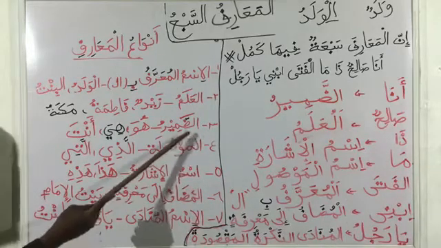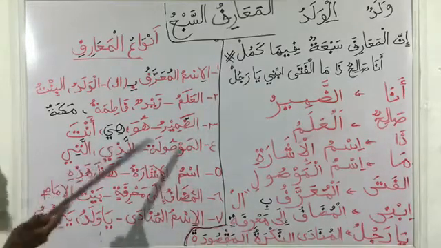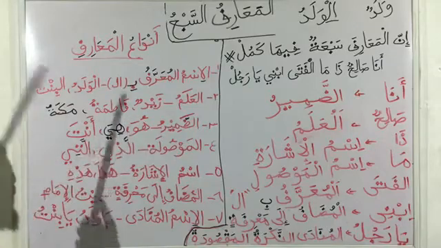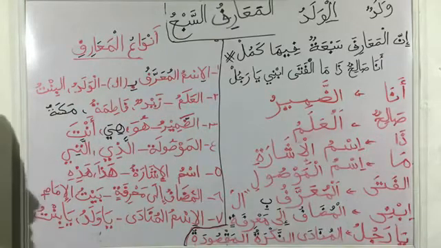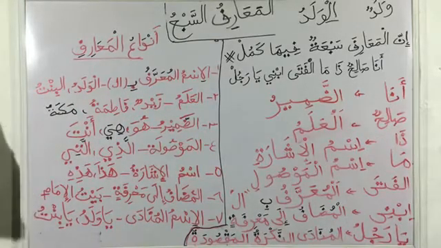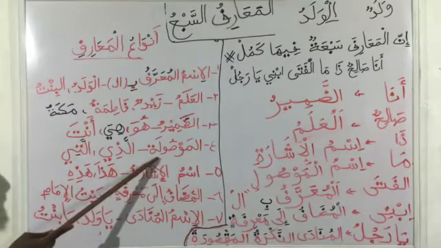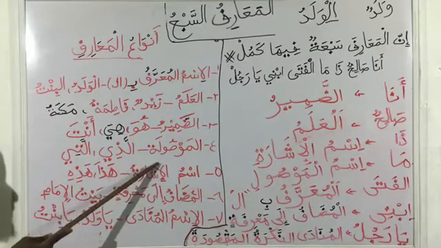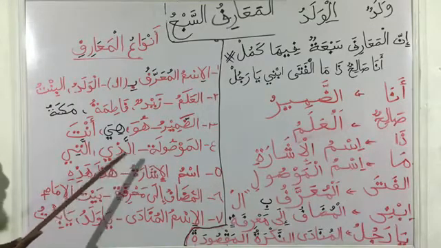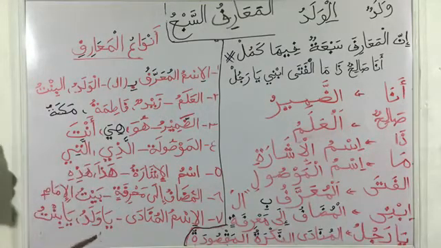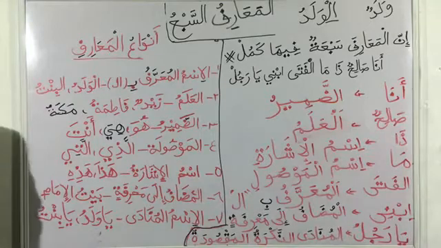Another is what? Ad-Damir, pronouns. Huwa, hiya, anta, nahnu, anti, and all those words like that. Another is Al-Mausula. Do you get now? Relative pronouns like al-ladhi, al-lati, al-ladhina, and those words like that.